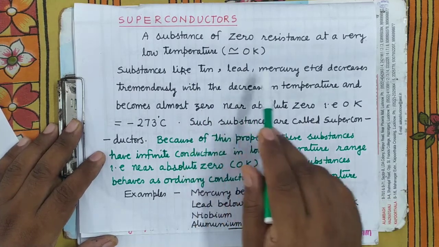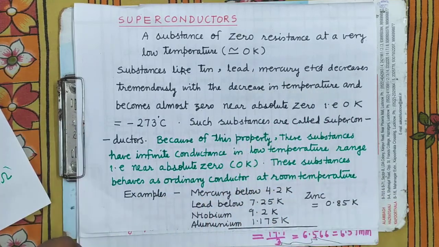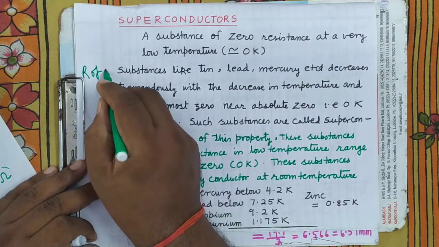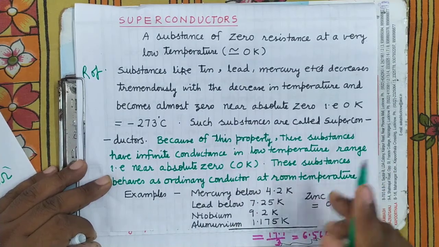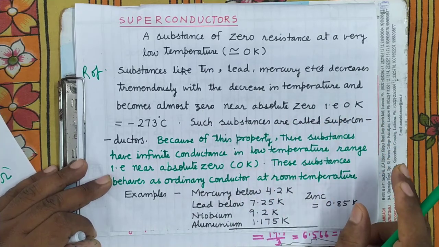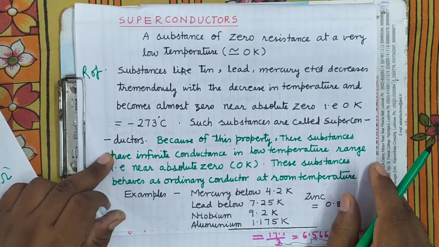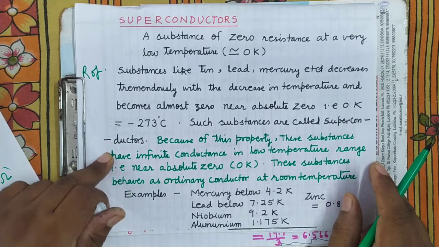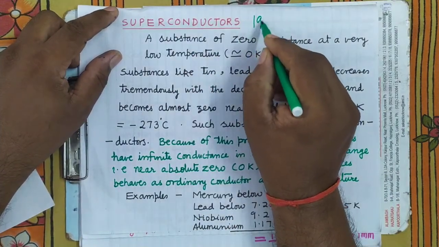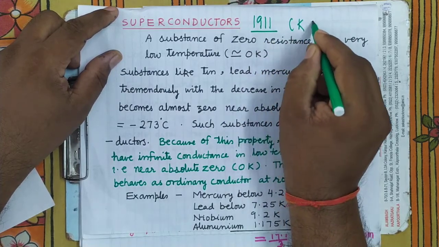Here these are tin, lead, mercury, etc. The resistance of substances like this decreases tremendously with the decrease in temperature and becomes almost 0, near absolute 0, that is 0 Kelvin. Such substances are called the superconductors. It is clear. Now there is one more thing. This property was discovered in 1911 by K. Onnes.